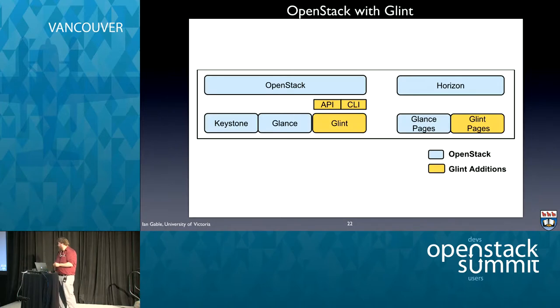Let me show you where that fits within the architecture. Glint is another component in OpenStack, although we will likely want to move some of these features into other existing components. Our goal was not to add something new. It was just a neat way to demo the features that we wanted. Although when I say demo, we're using this in production today. We also add pages to Horizon. I'll show you a screenshot for that in a second.